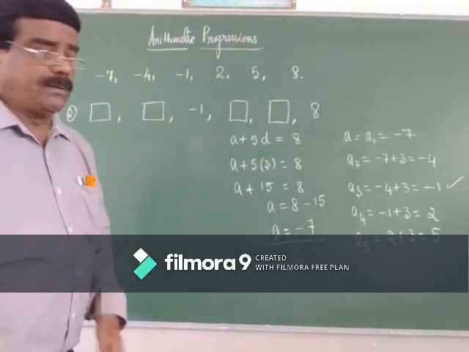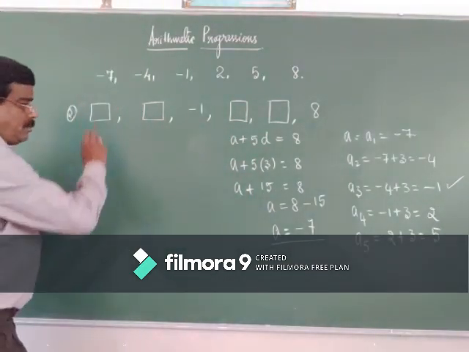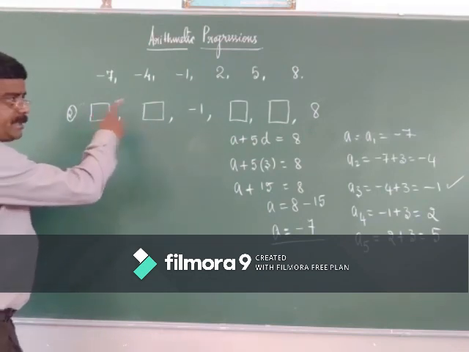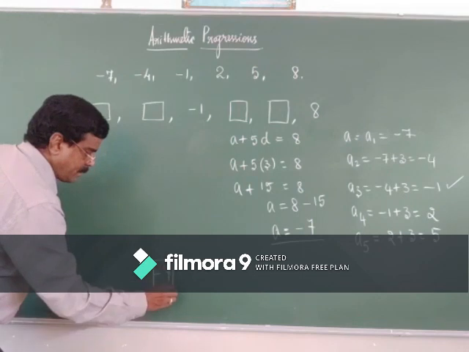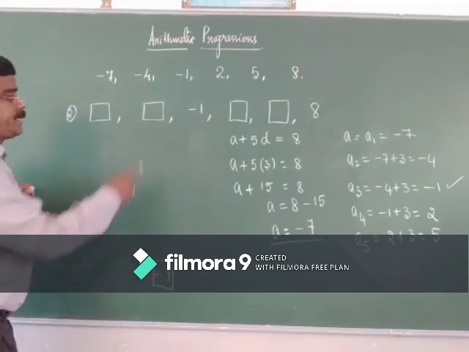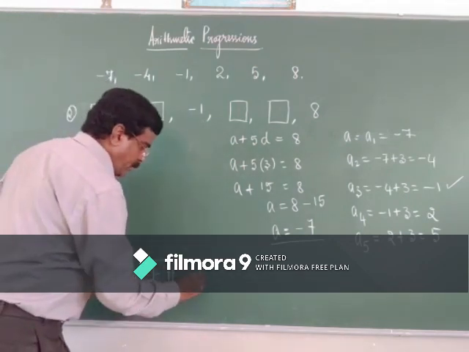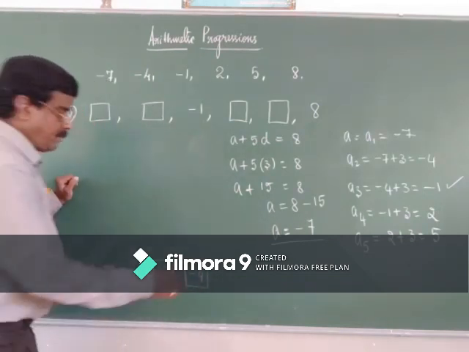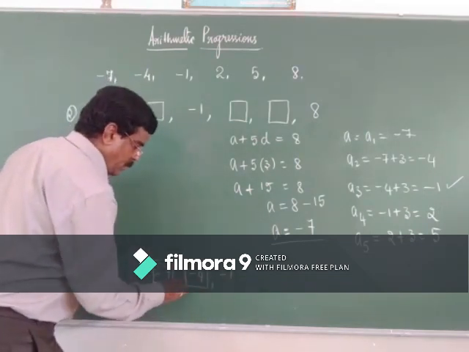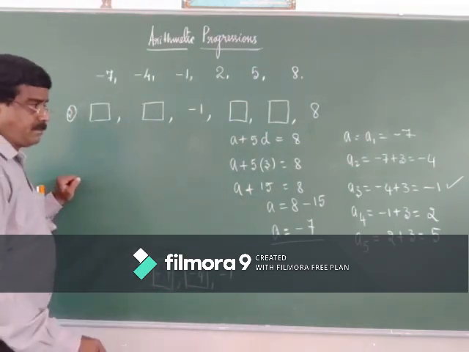Now let us conclude. How to conclude? The first box is A, and the value of A is minus 7. Put it in the box. The second term, also unknown, is minus 4. Put it in the box. Then minus 1 needs no box, because it is already given in the sum.